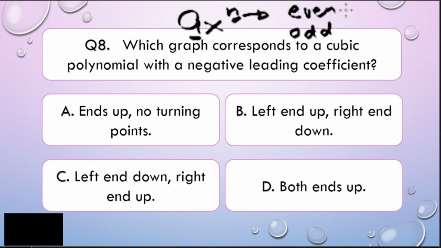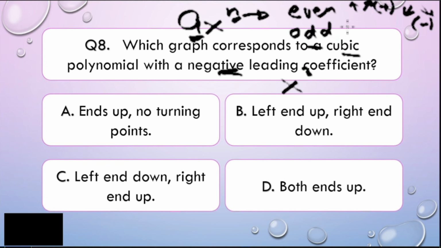When the degree is even, the ends of your graph are upward if the value of a is positive. Otherwise, the ends will be downward if the value of a is negative. When we say the value of a, we mean the sign of your leading coefficient. So we have here a negative leading coefficient, but we are talking about a cubic. If we are talking about a cubic, that is x cubed, so it is under the odd.